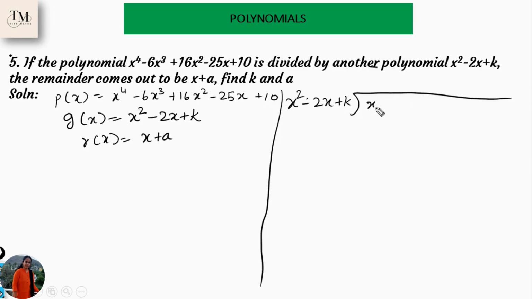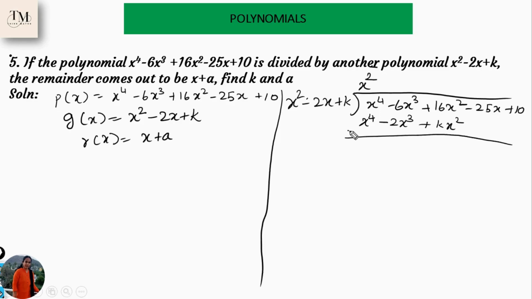The given polynomial is x^4 - 6x^3 + 16x^2 - 25x + 10. So we have to multiply by x^2. We will get x^4, minus 2 into x^2 is -2x^3, plus k into x^2 is plus kx^2. Okay, and subtracting, the signs will change.